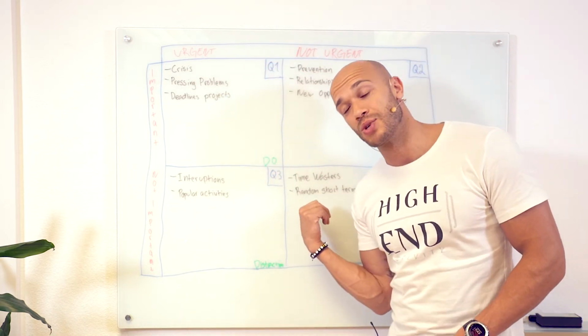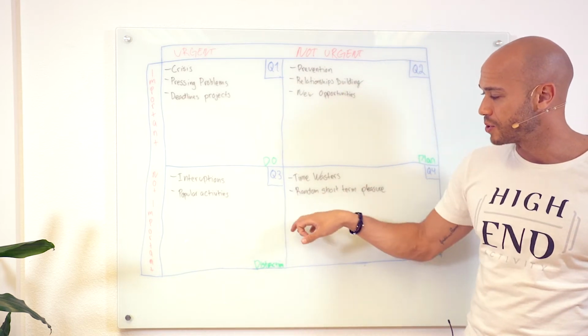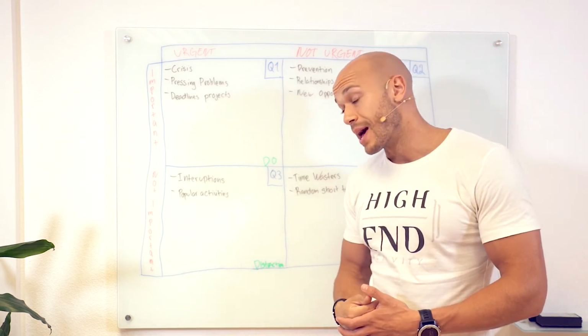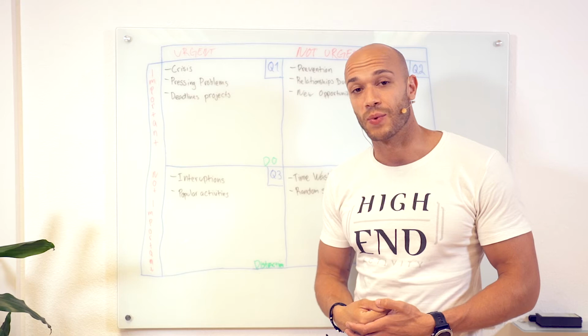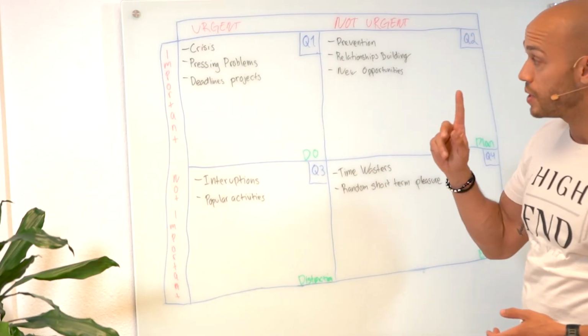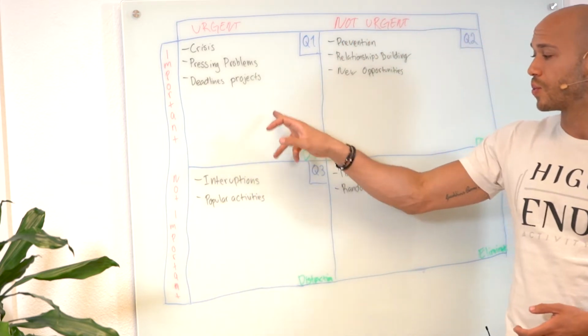Some social media use goes in here. Some social media uses over here. Emails might be in between one of them. Random things, just time wasters, things that you should know you shouldn't be doing, go right in here. Most people, most dancers spend their time in quadrant 1 and quadrant 2.